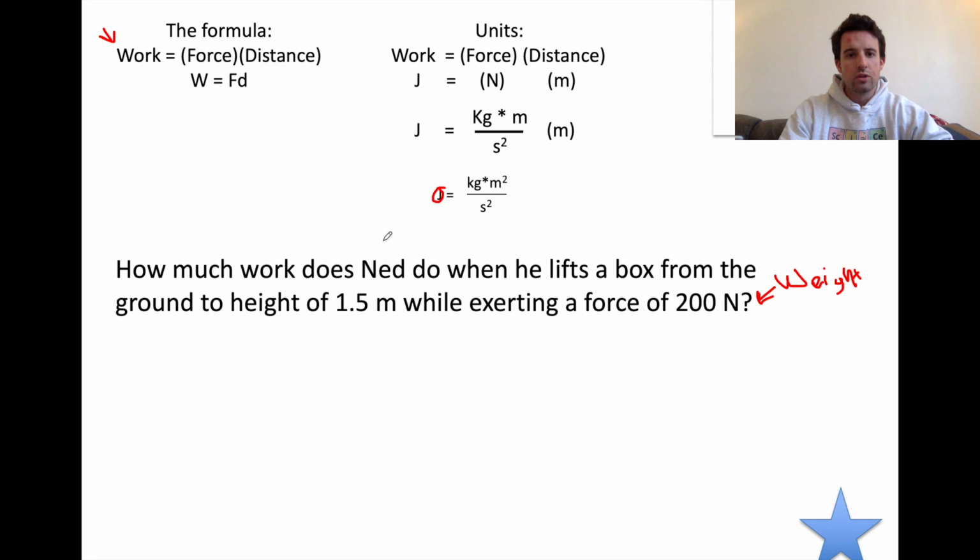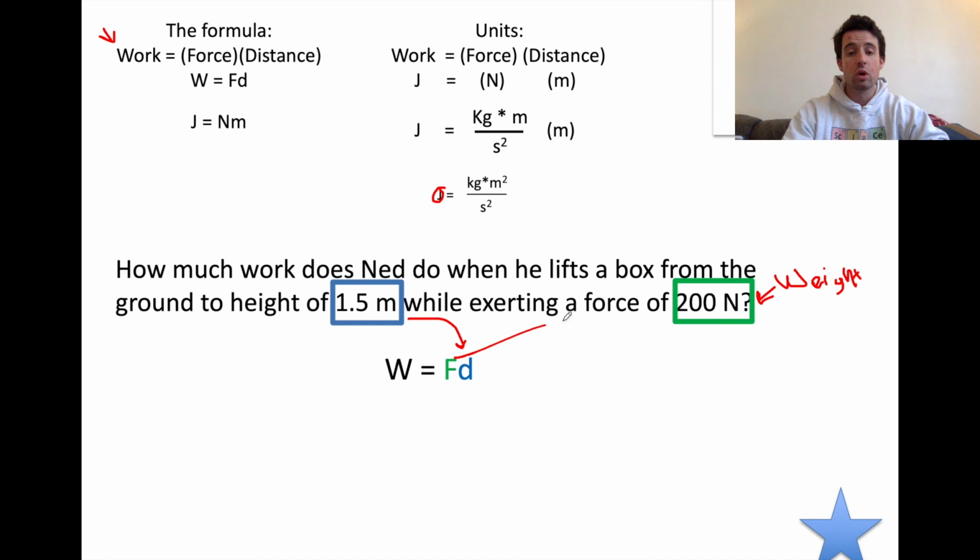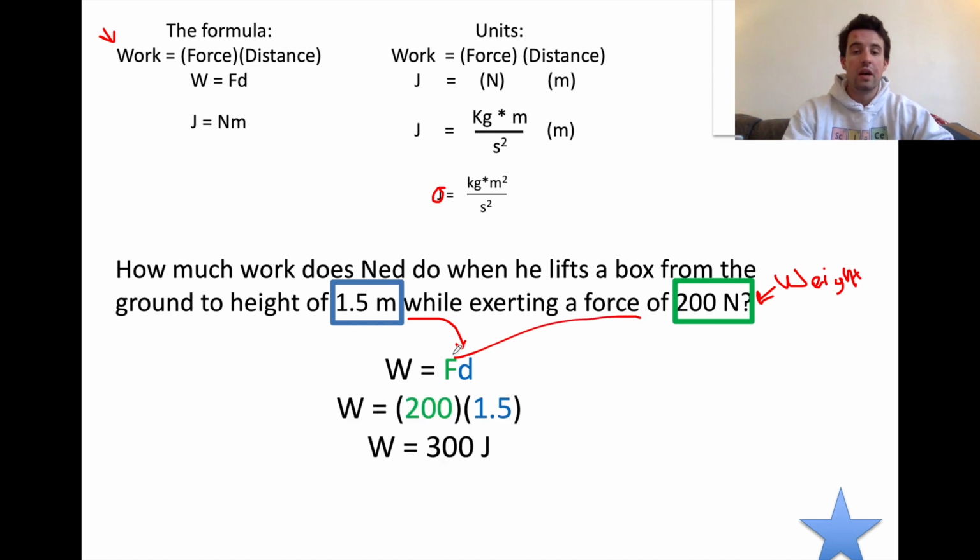Awesome. Okay, so here's our formula. Work equals force times distance. I've got force in green, distance in blue. So our distance is going to be that 1.5 meters, while our force is going to be 200 newtons. So plug those into the equation. We're going to get 200 times 1.5, and that's going to give us an answer of 300. And then notice how I included a little J there for joules. So that's a really straightforward problem. Not a whole lot to do here other than set up the equation and plug in numbers.